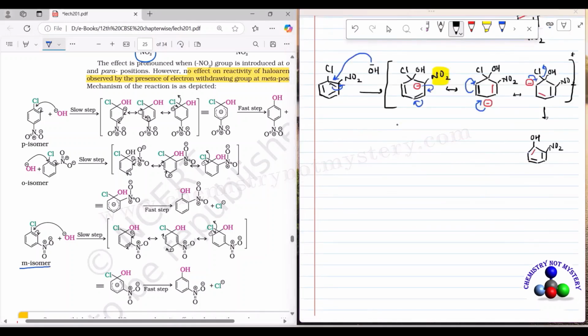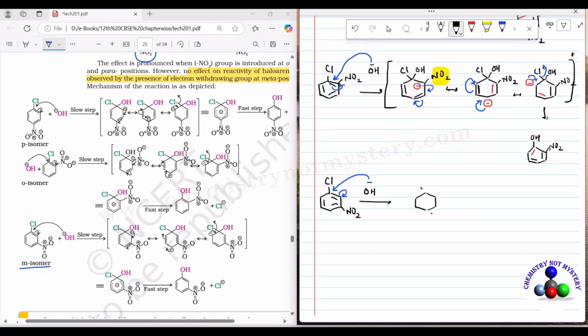Now let's draw the structure in which the nitro group is present at the meta position. So here this is the benzene ring. Now the nitro group is bonded to the meta position and here there is chlorine. When it reacts with OH negative ion, the OH negative ion will get attached to the same carbon to which chlorine is bonded, and to make a bond with the OH negative ion, this pi bond moves to the next carbon.